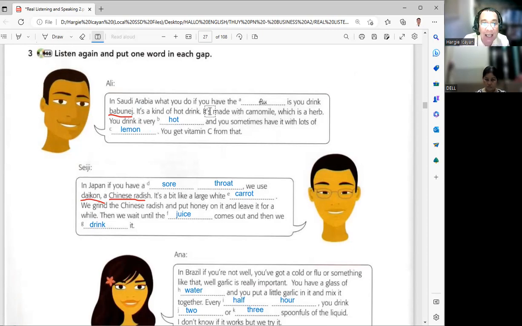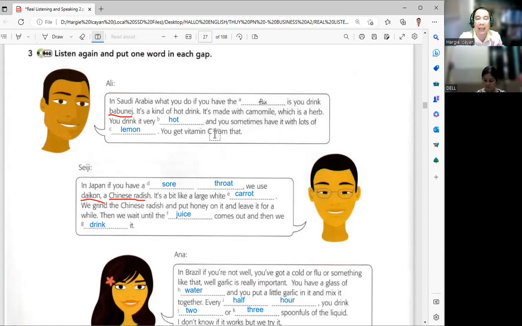So we need to emphasize "do" and "drink," right? Why? Because those are verbs, and those are verbs that it's very important to emphasize. And then you can say, it's a kind of hot drink. It's made with chamomile, which is a herb. You drink, okay? Again, emphasize the word "drink."